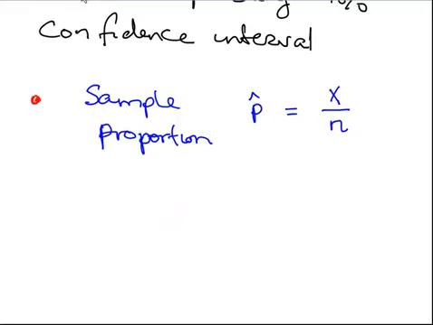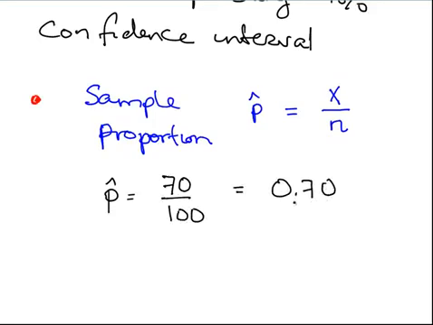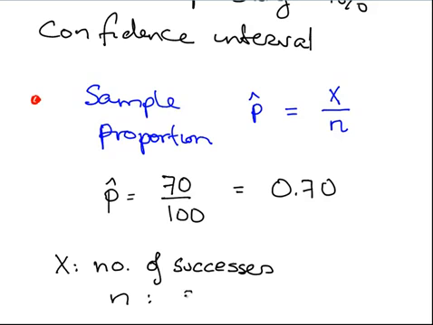So x is the number of successes, n is the number of trials, so p hat equals 70 over 100, 0.70. Okay, so that's all. And again, x is the number of successes, n is the sample size for this single sample, and we're only dealing with one sample. Now, the confidence interval is the tricky part. Well, not the tricky part. 95% confidence interval.